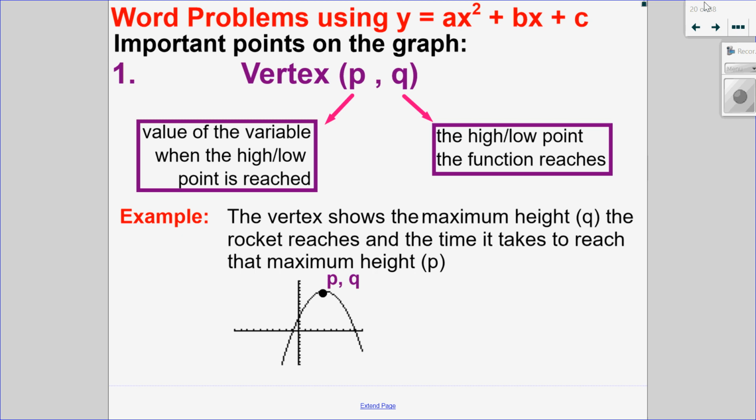So the first important point on a quadratic is the vertex. And the vertex has coordinates P, Q. So P is the value of the variable when the high or low point is reached. Q is actually the high or the low point that it reaches. So if I talk about a rocket being launched, the vertex would show the maximum height of Q and how long it takes to reach that maximum height, which would be at P.